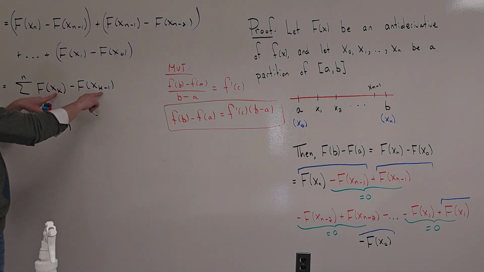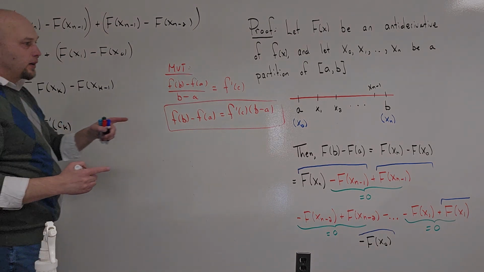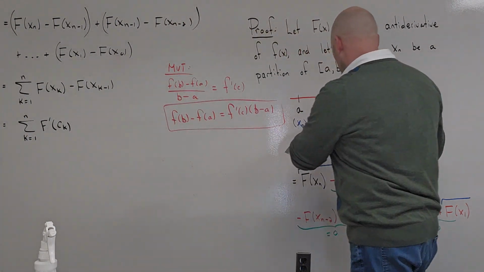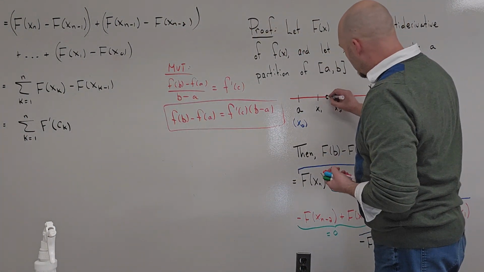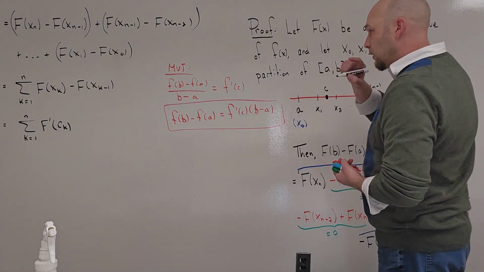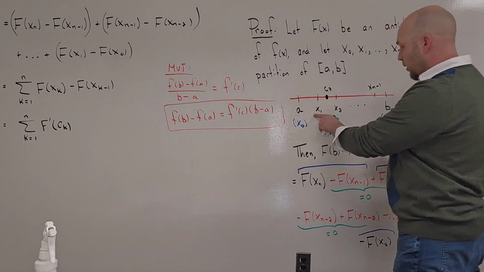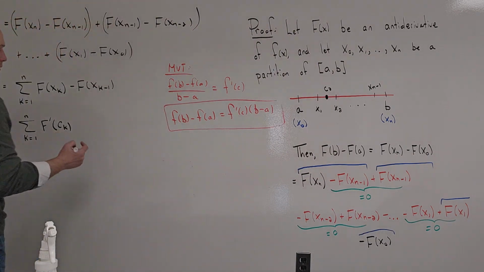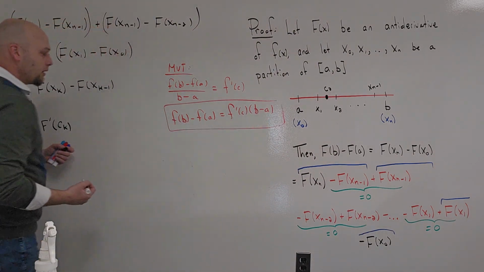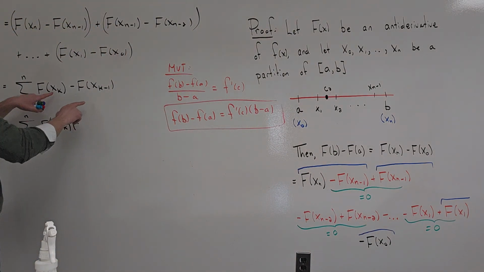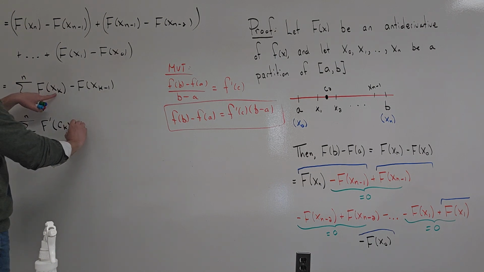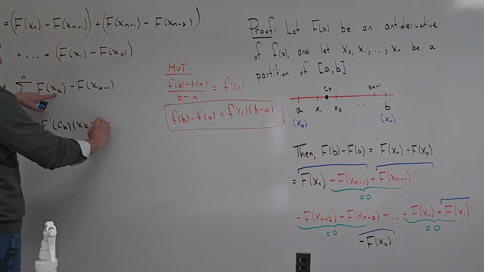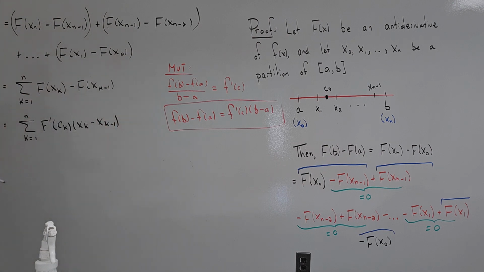Ck is just some value between xk and xk minus 1, meaning, for example, between x1 and x2, maybe that would be c2 would be somewhere in between there. Okay. Then it's going to be b minus a. That would be this value minus this value, or in other words, xk minus xk minus 1. So it's just the length of that interval.